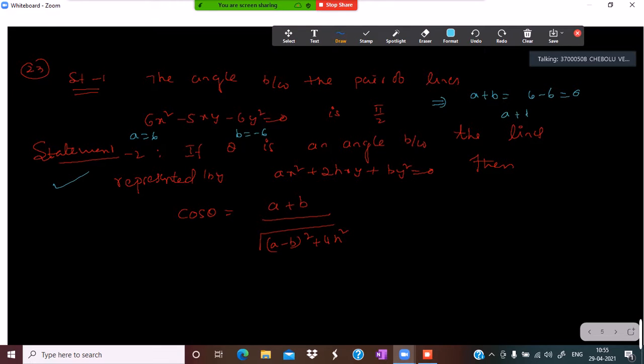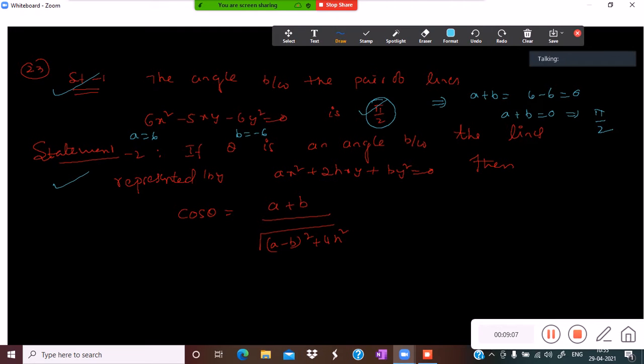But Sirisha, if a plus b is equal to 0, then what is the angle between the lines, Nana? Abhinav. 90, sir. It is 90, that is equal to pi by 2. So the given answer is also pi by 2. Here statement 1 is also correct. Statement 1 and statement 2 both are correct, Nana. Note down.